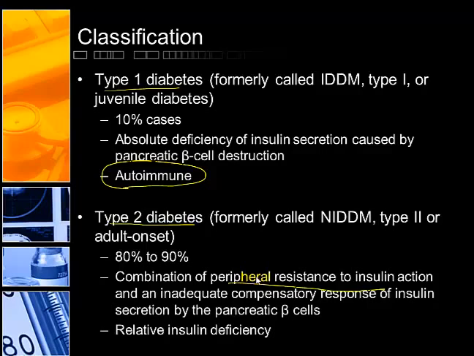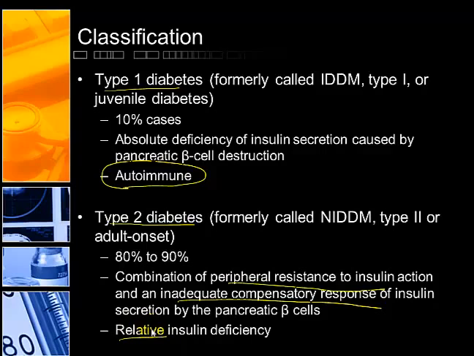Now initially when there is resistance, your pancreatic beta cells will try to produce more insulin and may produce a euglycemic, a normoglycemic state. But over a period of time, it is not able to compensate anymore. So there is an inadequate compensatory response of insulin secretion by the pancreatic beta cells. So in this case, we don't have a real insulin deficiency. We have a relative insulin deficiency. That means we need more insulin in this case.